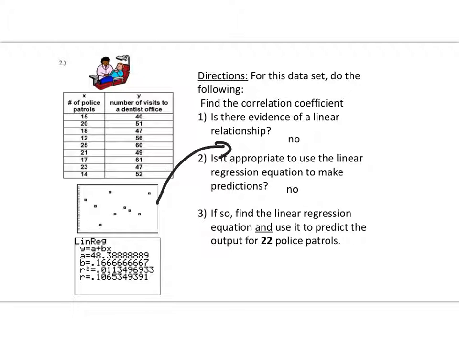But if I want to be sure that I'm not ignoring something, compute your R, and that's 0.107. That's 10%. No. That's definitely a no. And if it's a no, we don't care about part 3.